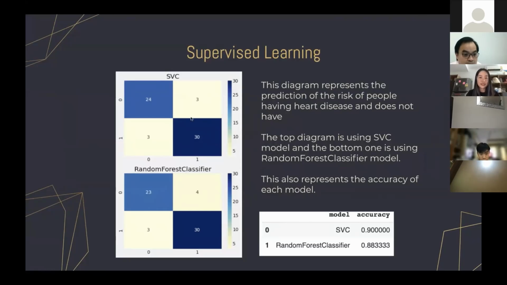And the top one is an SVC model, which is a non-parametric algorithm, whose objective is to create the best fit to the data provided. And the lower one is a random forest classifier, which is a classification algorithm that consists of decision trees, and it will create a forest of many decision trees to make the prediction. And here is the accuracy of each model. And this shows that the SVC model has a bit more accuracy than the random forest classifier.